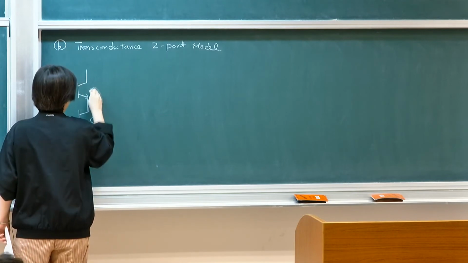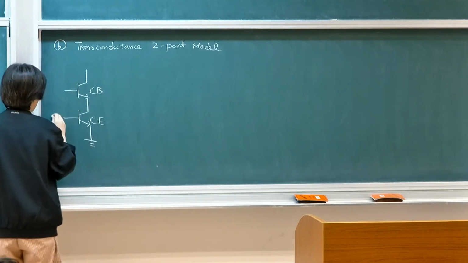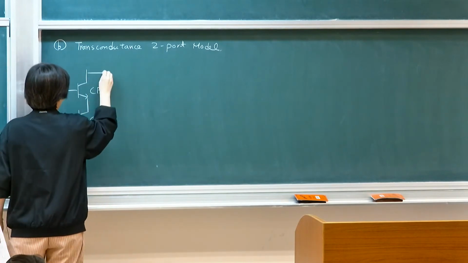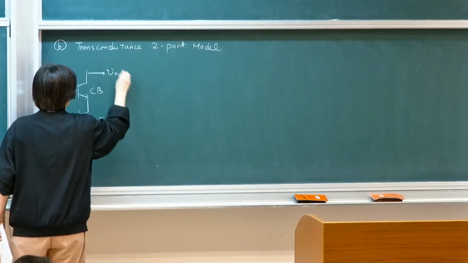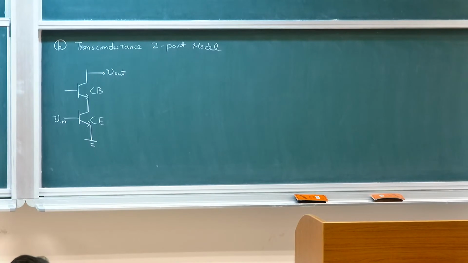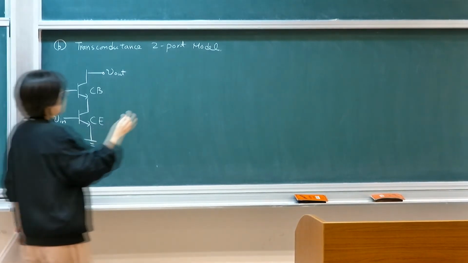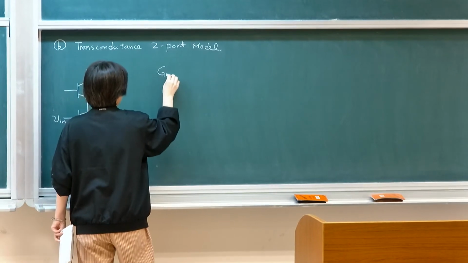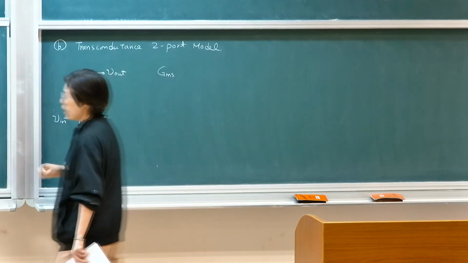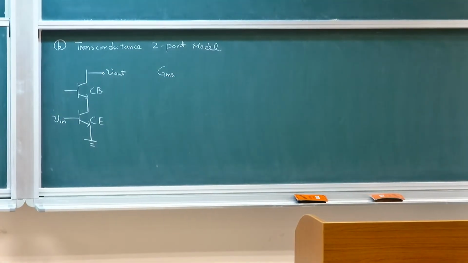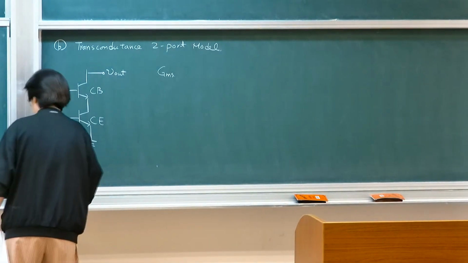Common emitter, common base, V in. The way to use the transconductance model is that I'm going to describe something called GMS, where S stands for short. So when you short the output, what is the maximum current?